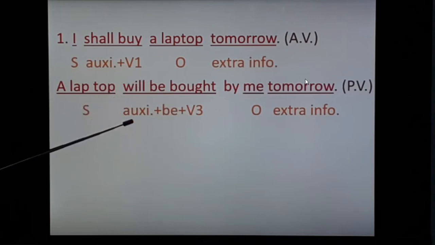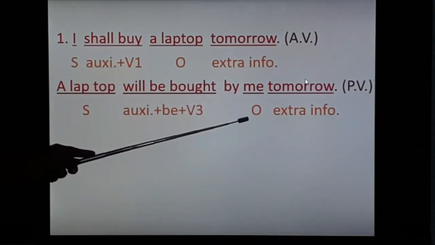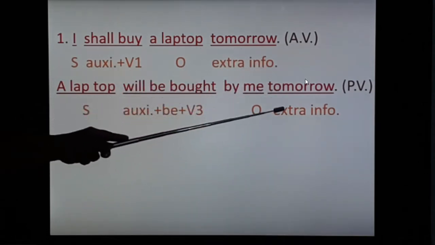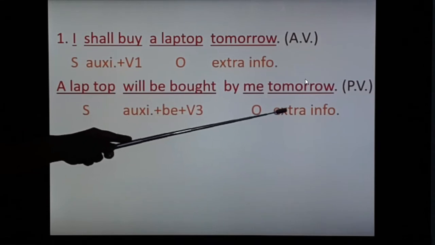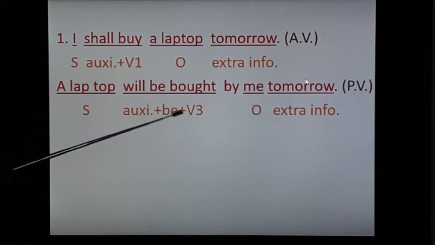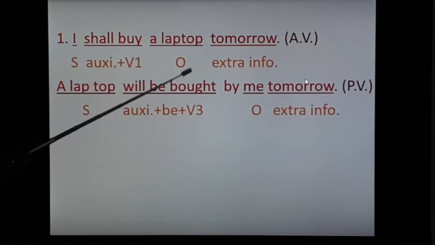So here will, auxiliary verb. Then you have to add be here because we are framing passive voice in simple future tense. So with shall or will you have to add be, then V3 form of the main verb. So here what is the main verb? Buy. So bought, that is V3 form. Then you have to put by, and then I becomes me, that is an object, and tomorrow you have to write as it is. So that is extra information. So this is passive voice. A laptop will be bought by me tomorrow.